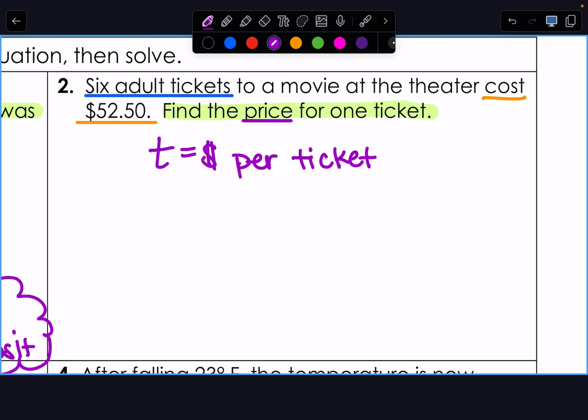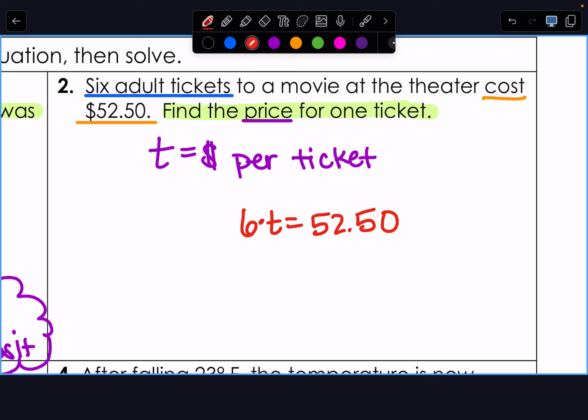to write our equation. So one number is going to be with the T and one number is not going to be with the T. What's the one number that's going to be our equal to? 52.50, that's our total price. That's what we're going to equal. Now, if I buy 6 tickets at T dollars per ticket, what am I going to do with 6 and T to get 52.50? 6 times T.